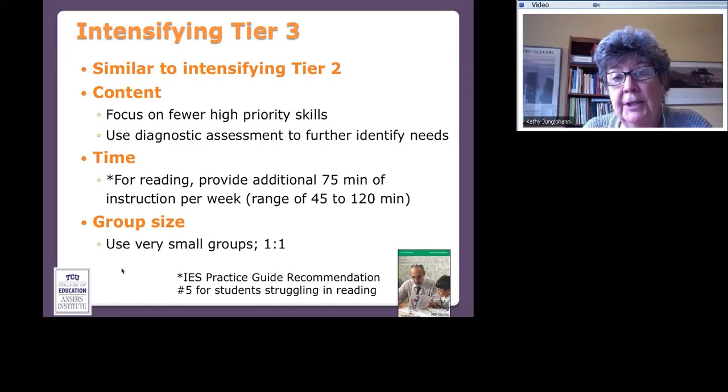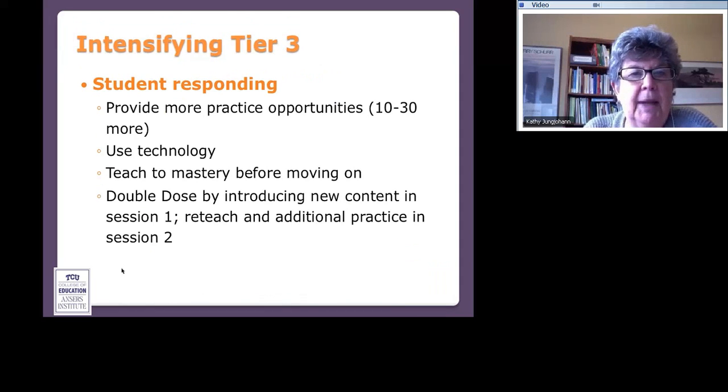The time for Tier 3 instruction should increase. The IES Practice Guide in Reading recommended an additional 75 minutes of instruction per week with a range of 45 minutes to 120 minutes, which is a substantial allocation of time. And then reducing that group size to very small groups or one-on-one instruction.